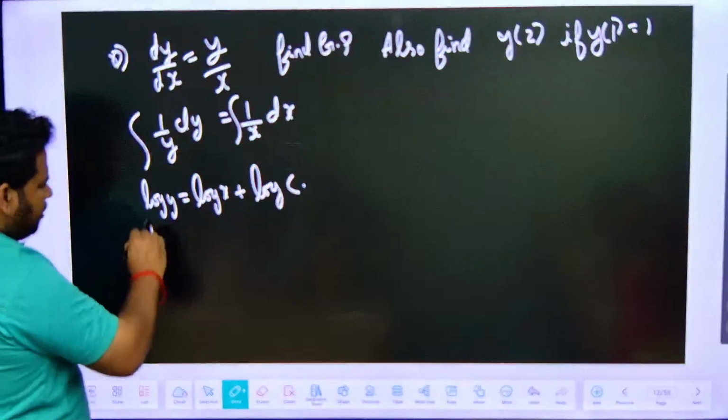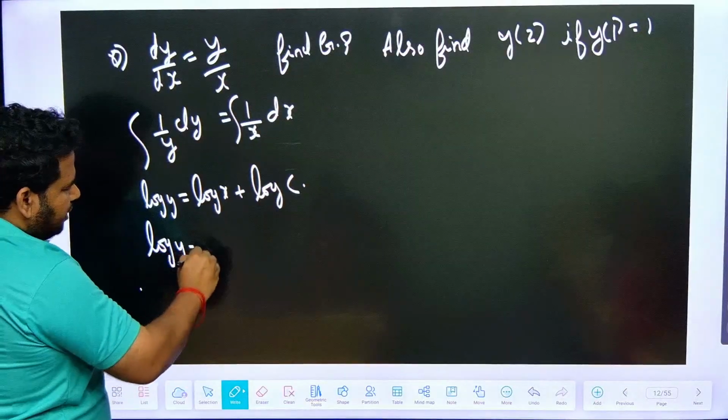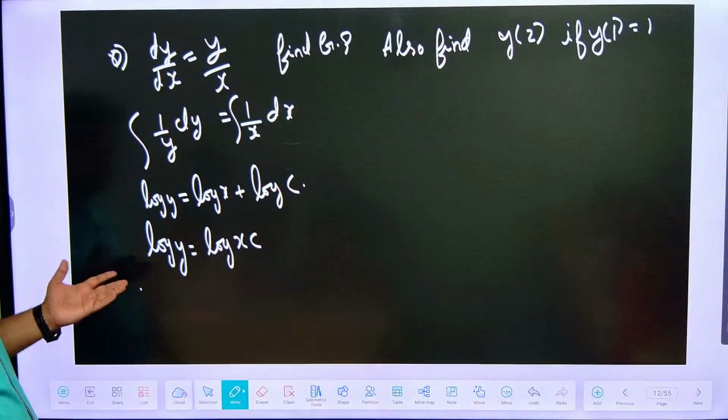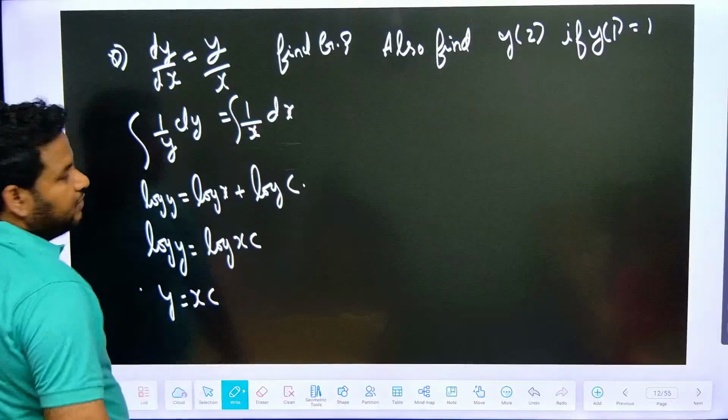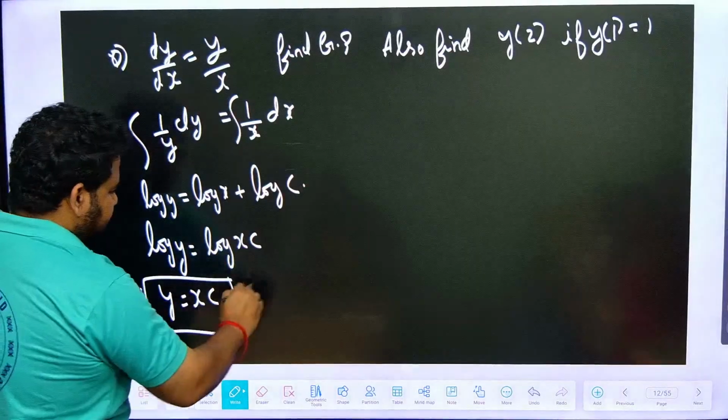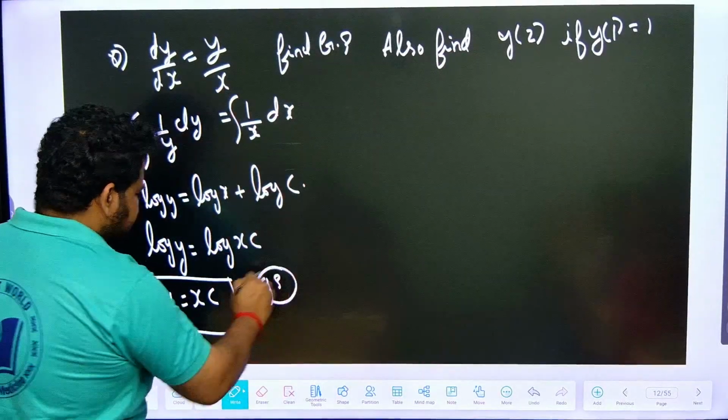So log y will be equal to log of xc. Remove the log on both sides and it becomes y is equal to xc. This is the general solution, because there is a constant c.